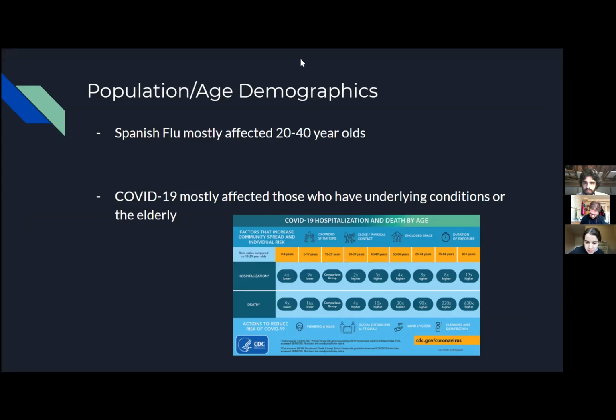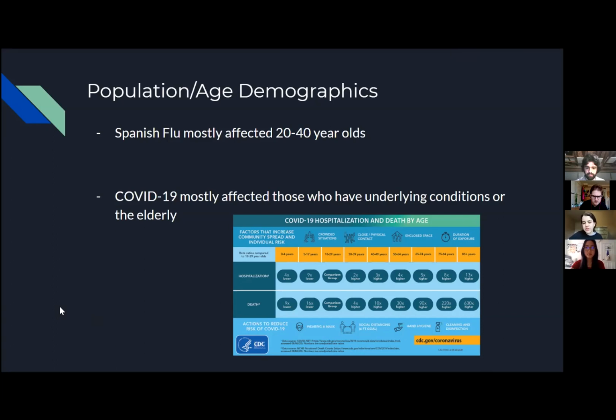Okay. So population and age demographics. The Spanish flu mostly affected 20 to 40-year-olds, but COVID mostly affected those who have underlying conditions like heart diseases, diabetes, or the elderly. Originally, people only thought you could catch COVID if you fell under these categories, but then it was understood anyone could get it, and it's hard to predict how someone's going to react to it. But as the chart shows, usually younger people are more able to recover from COVID.